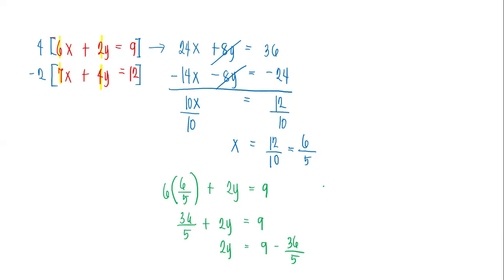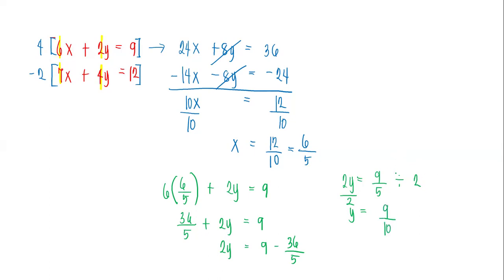That is equal to 9 fifths. So 2y is equal to 9 fifths, dividing both sides by 2. Okay, so we'll have here 9 tenths.